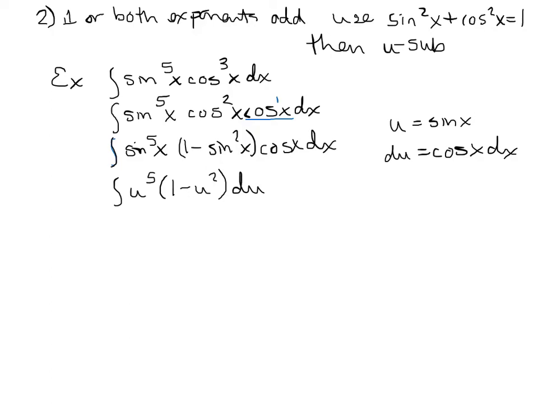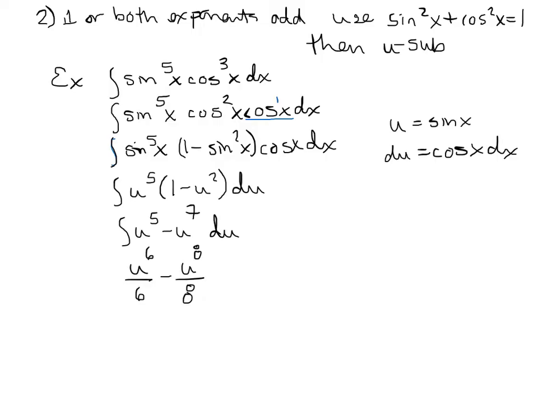Okay, so now a new integral. It's got all u's in it, and it looks like I need to multiply through before I do this integral. So I'm going to multiply through by u to the 5th, and now I can integrate that. So u to the 6th over 6 minus u to the 8th over 8, just adding 1 to each of those exponents and dividing by that number.